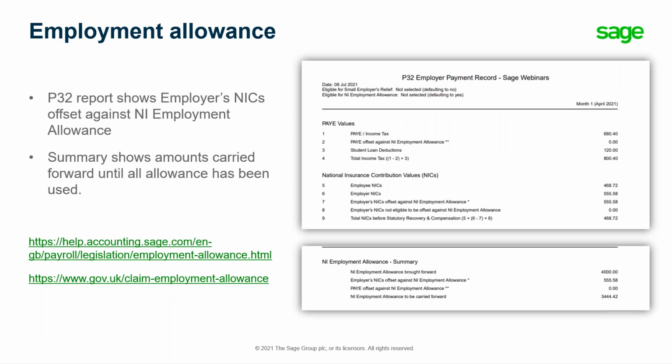And this is just a look at the P32 report that you'd run at the end of a tax period. And you get your employment allowance summary at the bottom, confirming anything that's being carried forward or anything that's been claimed. That's why it's really important to enter employment allowance details in the Migrate Employer Values section.